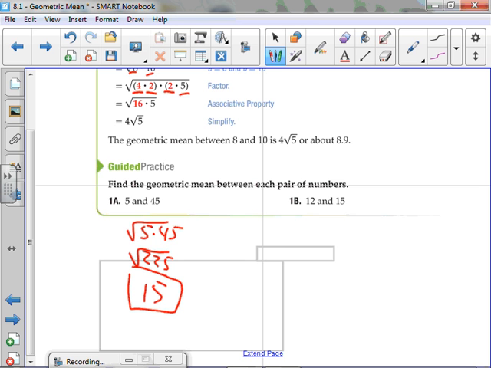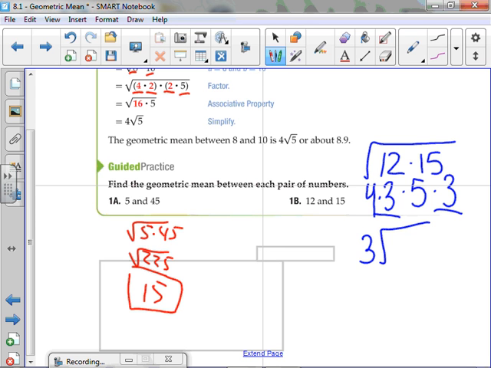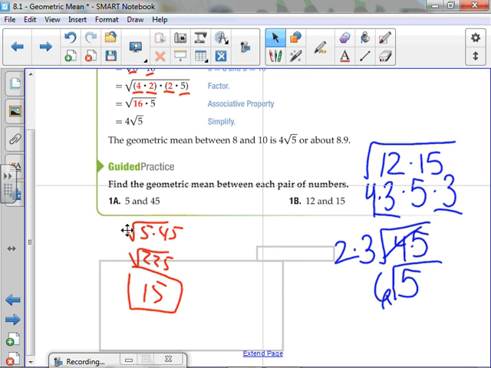Shannon has graciously volunteered to do 1b. 1b is easy. Talk loud for the video. Alright, so 12 times 15. The square root of that. I simplified it, which is 4 times 3 times 5 times 3. You take out both 3's and get 4 times 5. And since 4 is a perfect square, you take that out. And you get 6 times the square root of 5. Excellent. I do not understand a word she just said.